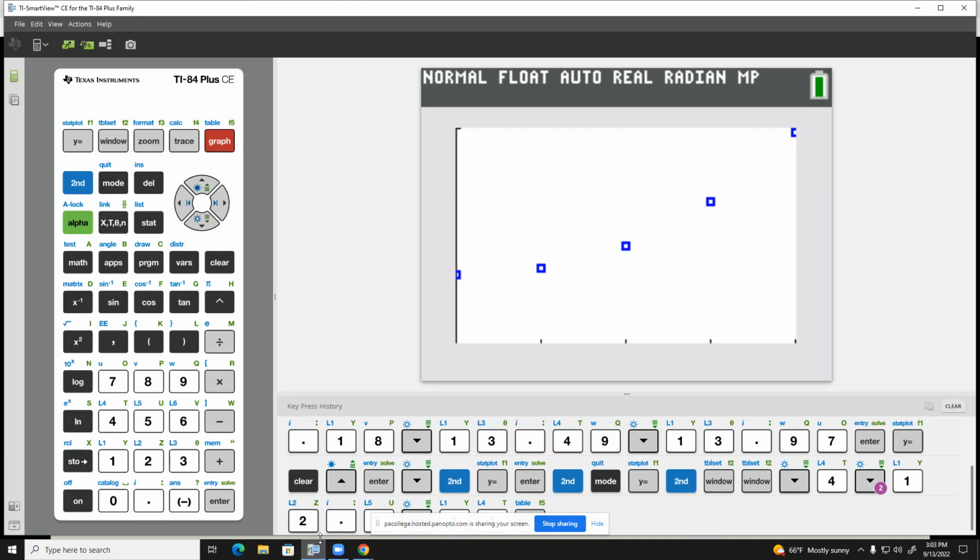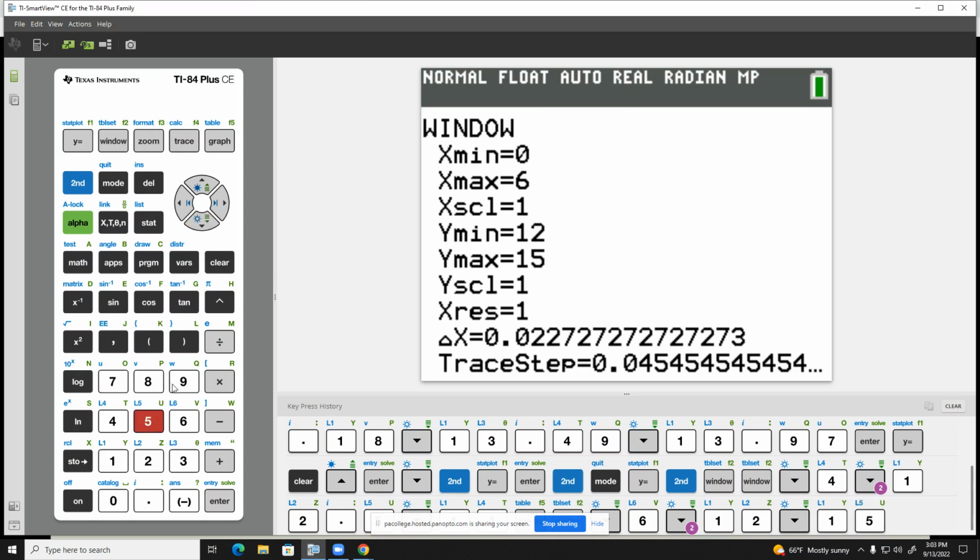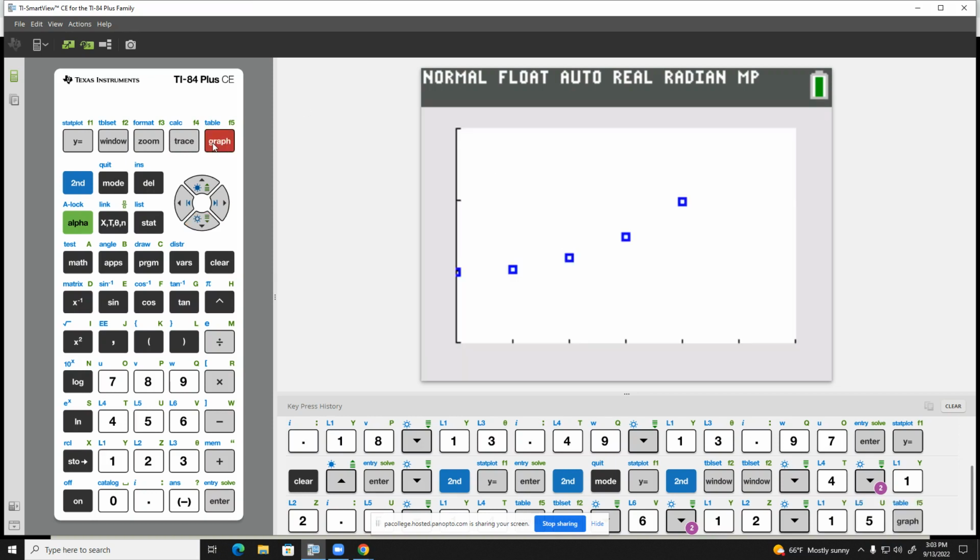I feel like I want a little more space around my graph, so I'm going to go and change my window. So I'm going to make it go out to 6 so that I could just go a little bigger. I'm going to make it go down to 12, up to 15. And you can play with this until you see a little bit better picture, whatever you want it to be. Okay, now I have a little more space.